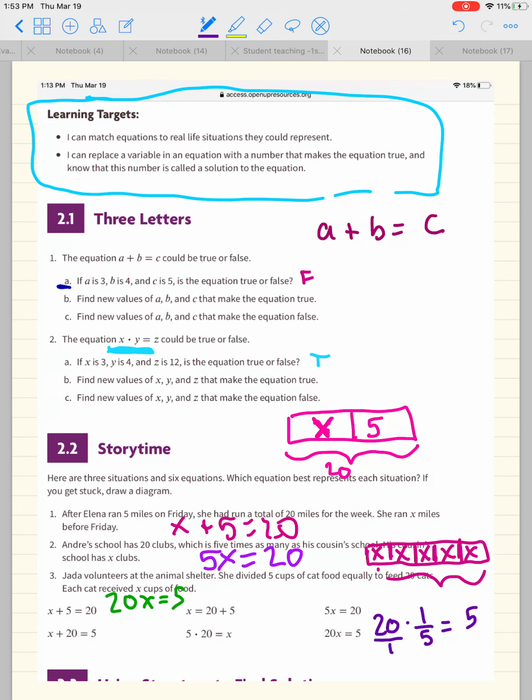20 is the same as 20 over 1. And with multiplication of fractions, you multiply across. 20 times 1 is 20. 1 times 5 is 5.